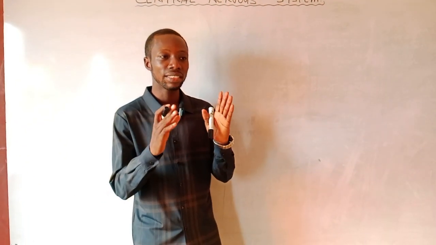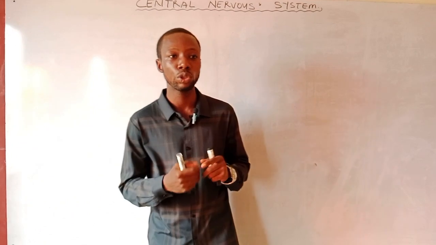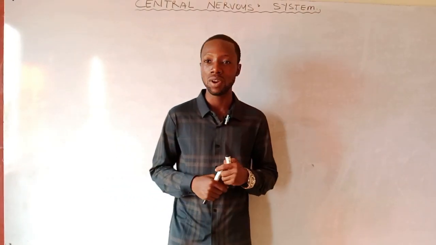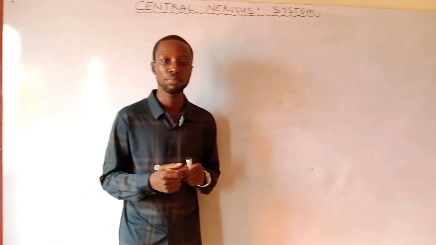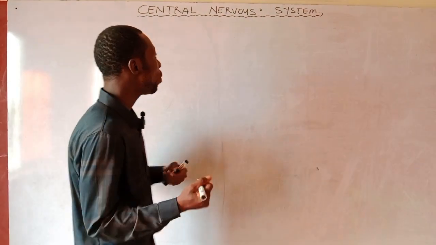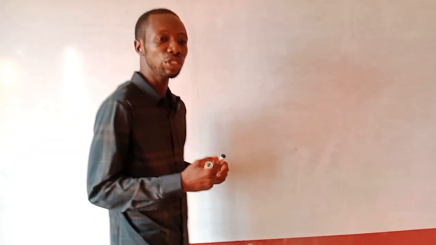The brain is the upper part of the central nervous system. It is housed inside the cranium. The other one, the spinal cord, also known as the spinal medulla, is housed inside the bony cartilage known as the vertebral column. Today let's look at these structures of the central nervous system. We are going to relate the structures to their functions.